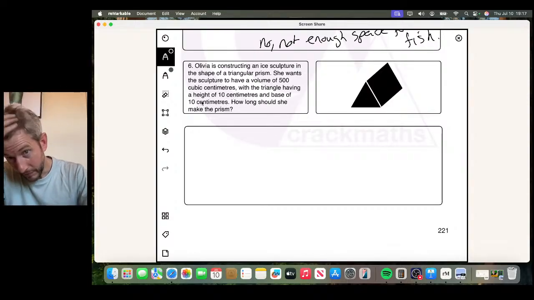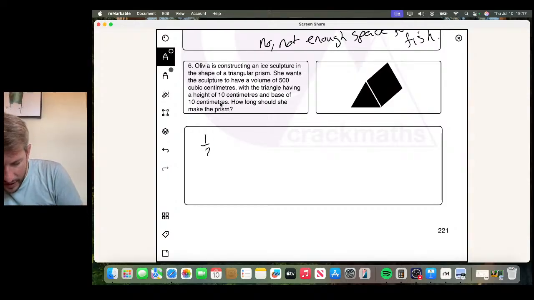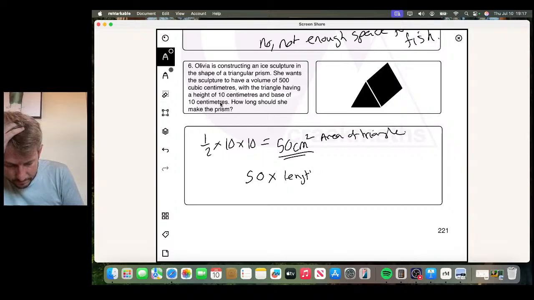Okay, right. So we've been given the details to find out the area of the triangle. So the area of the triangle is a half times 10 times 10, which will be 50 centimeters squared. Okay, so that's the area of triangle. Okay, then we need the volume to be 500. So we've got to have 50 times the length has to equal 500. These are all centimeters, so that's all fine. So the length has to be 10 as well.